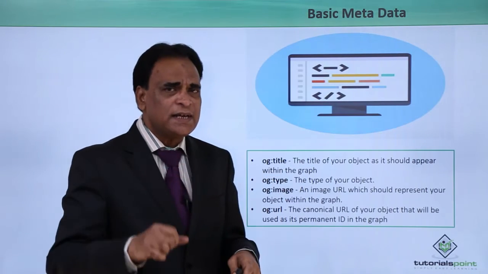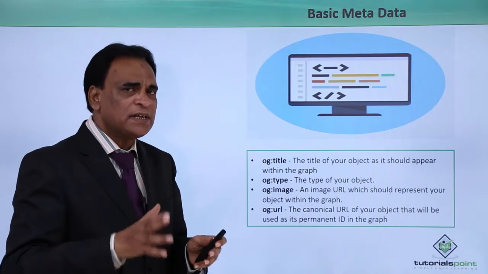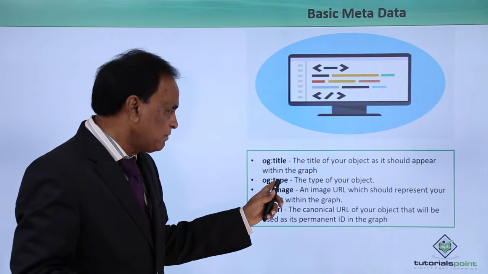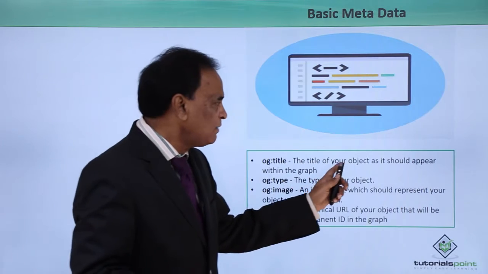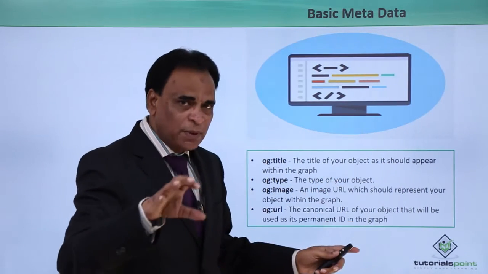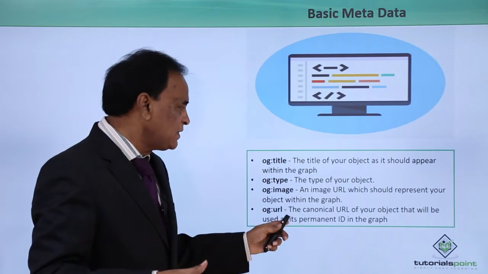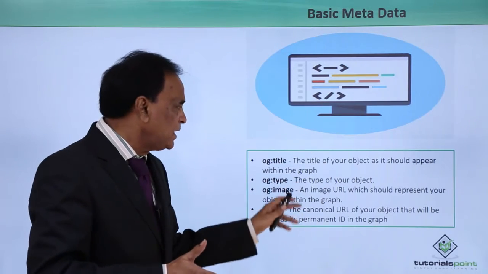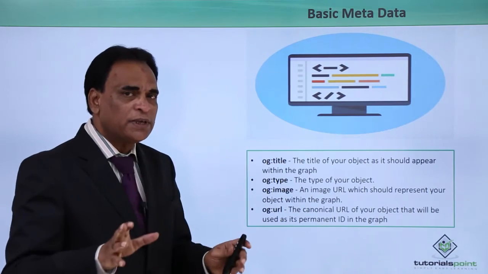Let's check a basic example of metadata, what actually consists of a basic Open Graph Meta Tag. It has the Open Graph title, the Open Graph type, the image, and the URL. The title of the object appears with the image, the type is what kind of object you are talking about, the image is what is associated with it, and the URL is what is assigned to it. These are the different types of Open Graph Meta Tags, and these are the basics of the Open Graph Meta Tags.